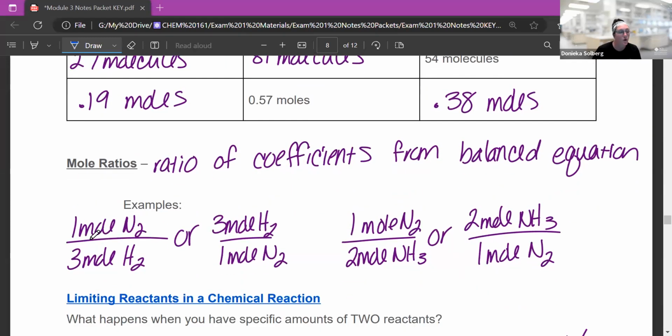So there is a ratio of 1 mole of N2 to 3 moles of H2, or you can say 3 moles of H2 to 1 mole of N2, right? The ratios, you can flip them. Same thing, there's 1 mole of N2 to 2 moles of NH3, or 2 moles of NH3 to 1 mole of N2. So these mole ratios are why it's really important to have a balanced equation, because things react on the level of molecules and moles, not just by looking at their masses.